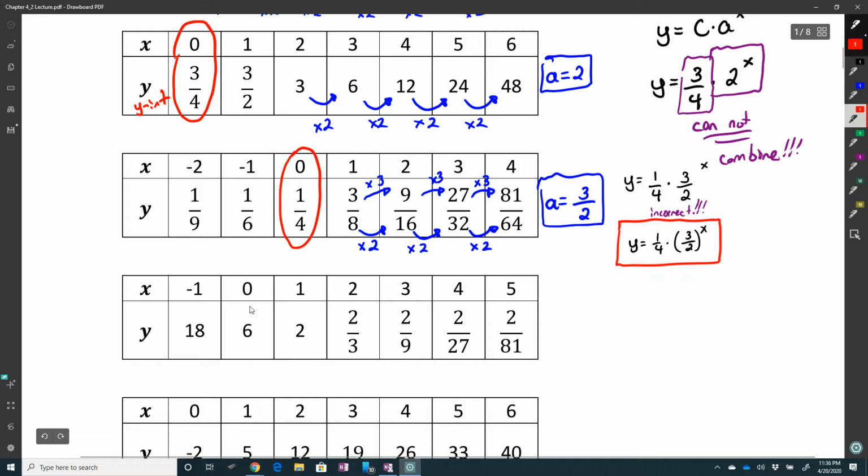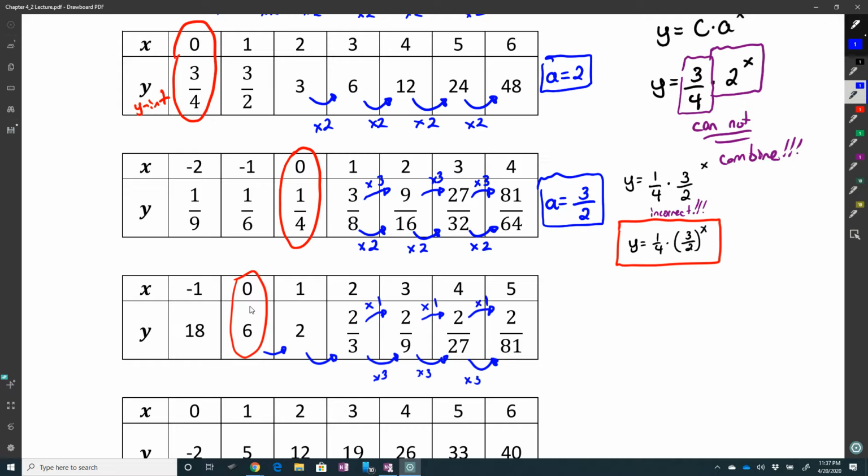All right, next one. Again, we see the y-intercept is 0, 6. And here, what's it doing as we go across here? I'll start with the fractions. So notice that the bottom is going times 3, times 3, times 3. And what's the top multiplying by? The top is just not changing. When it doesn't change, that's just times 1. And so notice here, my a would be 1/3.